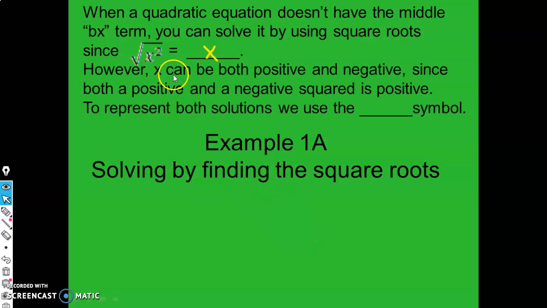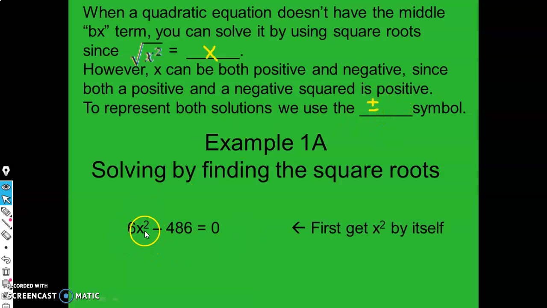However, when you square root both sides of an equation, there are two possible answers that when you square them give you the same number. Both a positive number and a negative number, when you square them, give you the same thing. So when you square root both sides, you have to use a plus or minus symbol to account for this. Let's take a look at how you'd solve a little equation by square roots.